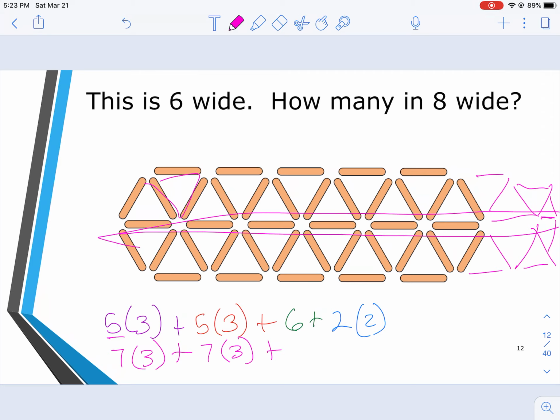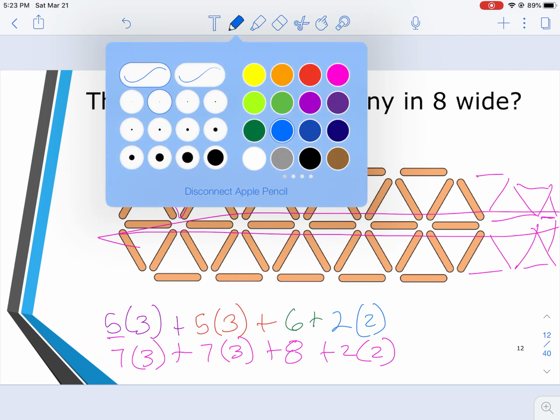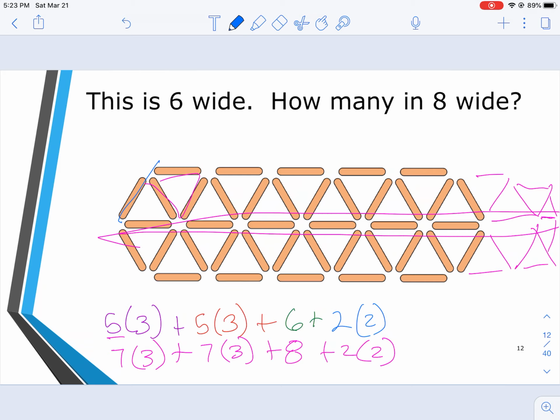Instead of 6 popsicle sticks down the middle, there's now 8. And we still have the 2 sets of 2 on the end, even though in my picture it's not going to be very pretty. We've got one here, and we've got this set here. And so that gives us an expression for 8 wide. I don't know what it is off the top of my head. 21, 21, 8, and 4. So that's 42, 54 popsicle sticks wide.